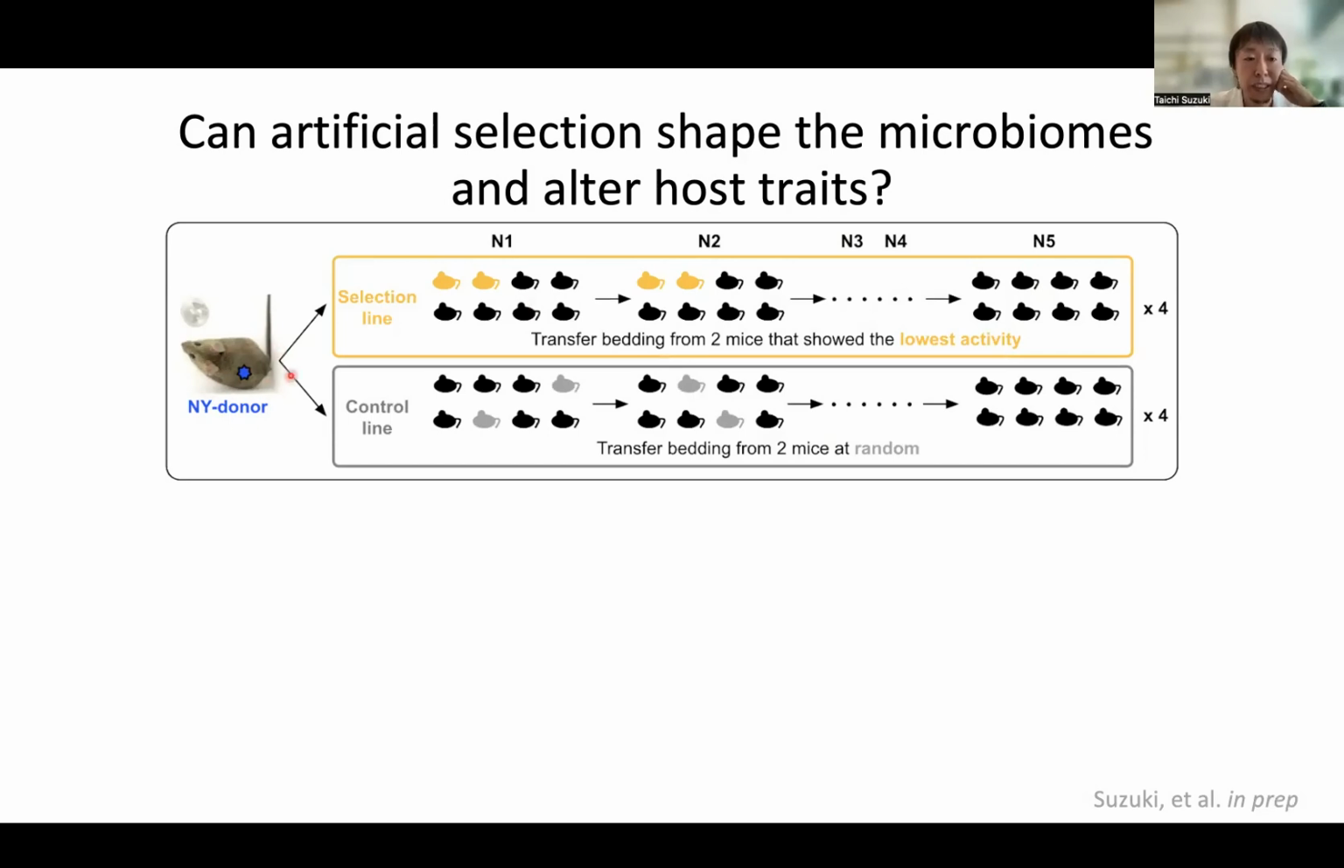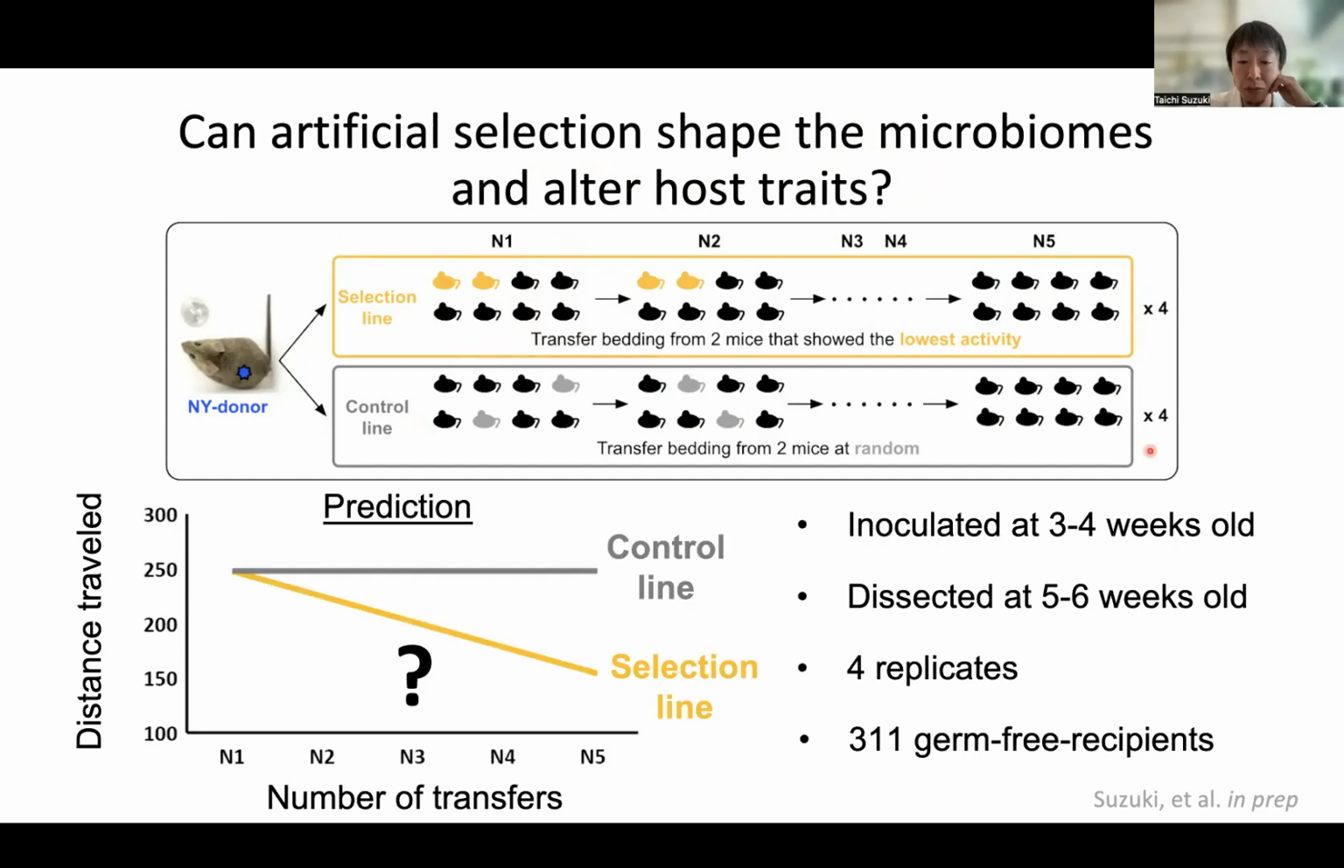So we do a fecal transplant from a single donor into sets of germ-free mice, phenotype them, pick 2 individuals that show the lowest activity, take those feces into a new set of germ-free mice, and we repeat this for 5 generations. And for the control line, we do the exact same thing in parallel, but do this randomly. And we did this 4 times, involving more than 300 germ-free mice.